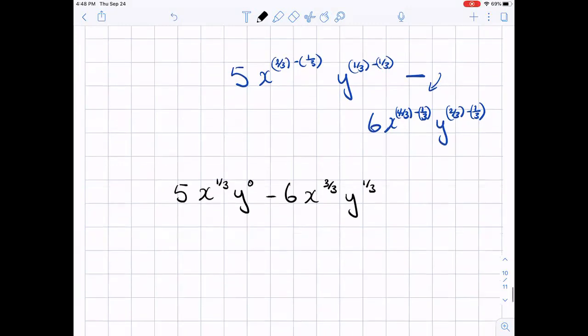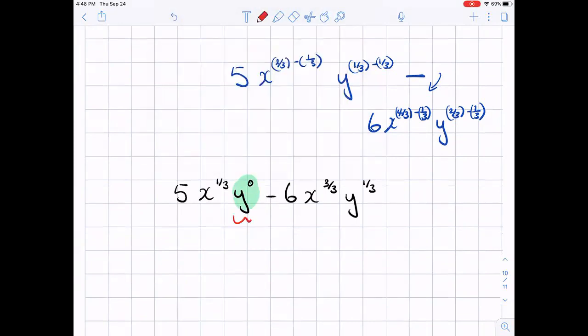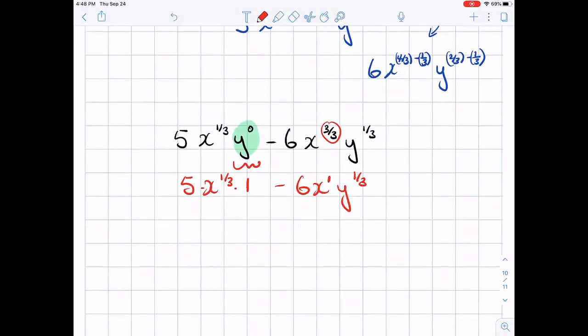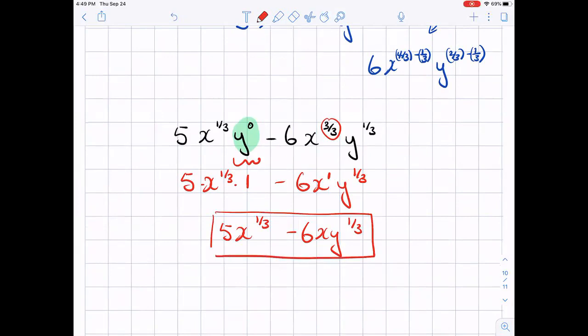Now, a few things to remember. What is y to the 0? We said that anything to the 0 power is equivalent to 1, okay? So this becomes 5x to the 1/3 times 1 minus 6x to the 1, because 3 divided by 3 is 1, y to the 1/3. So final simplification step, 5x to the 1/3 minus 6xy to the 1/3. And here is the quotient of the division.